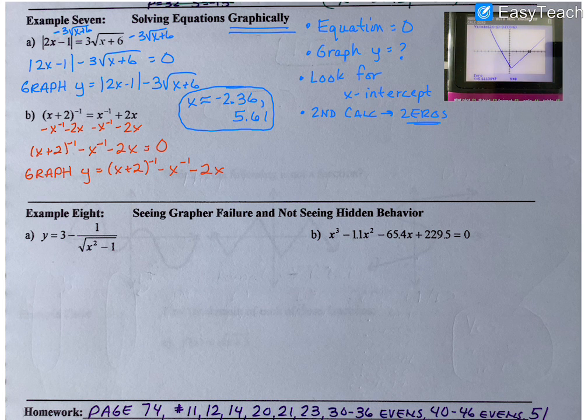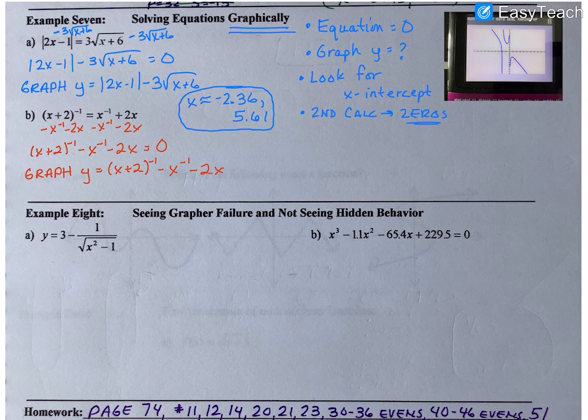So if you will, go back to the calculator with me. I'm going to go to y equals. I'm going to clear my screen. Parentheses, x plus 2, parentheses, raised to the power of negative 1, arrow out of there, minus x raised to the power of negative 1, arrow out of there, minus 2x. And now I'm going to graph that. Notice there's some stuff in the denominators because of those negative exponents. So we have some crazy little looking graph going on here.